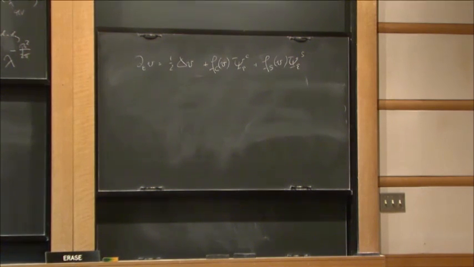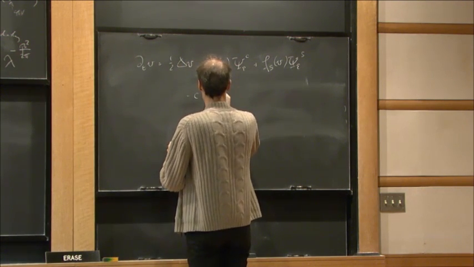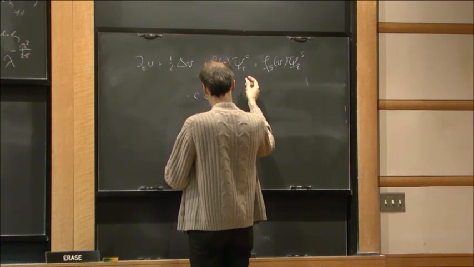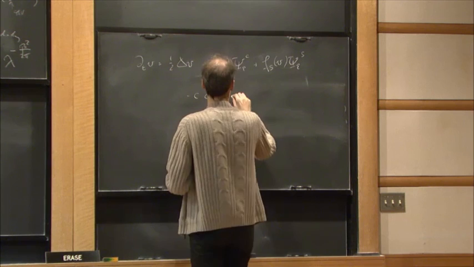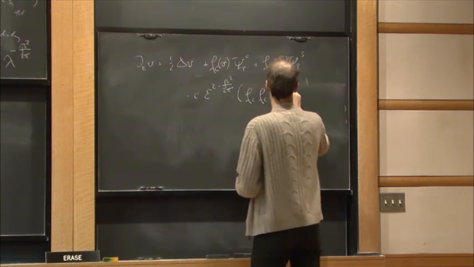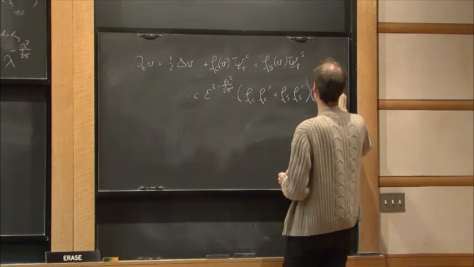So the way you have to correct is like this. So you have to subtract the correct constant times epsilon to the 2 minus beta square over 2 pi times fc derivative of fc plus fs times derivative of fs evaluated at v.